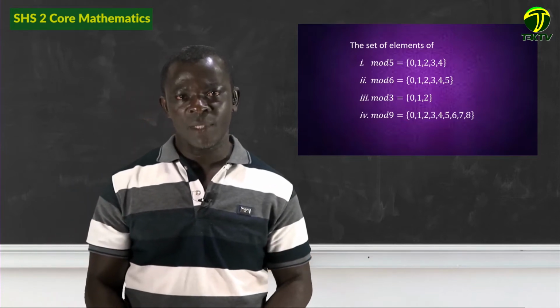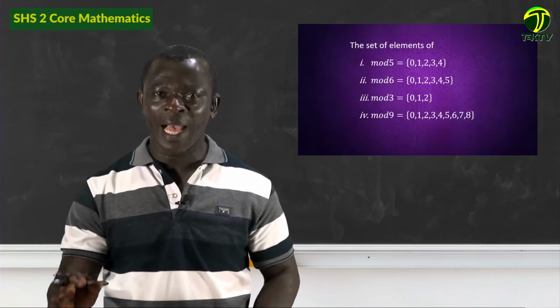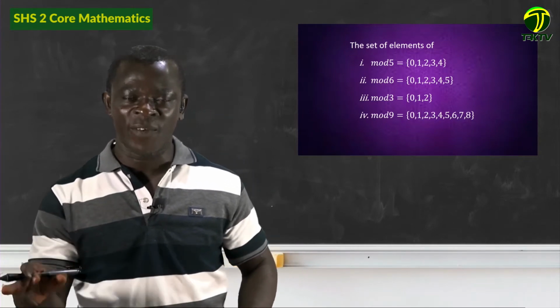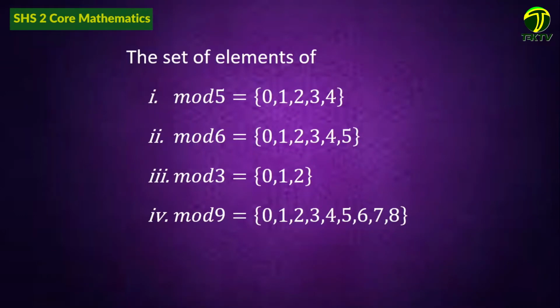Mod 6 starts from 0, 1, 2, 3, up to 5. The last digit 5 means 6 minus 1, which is what? 5. Mod 3, the elements there are 0, 1, and 2, because 3 minus 1 will give you 2. So the last digit there is 2. Mod 9, 0, 1, 2, 3, up to 8.